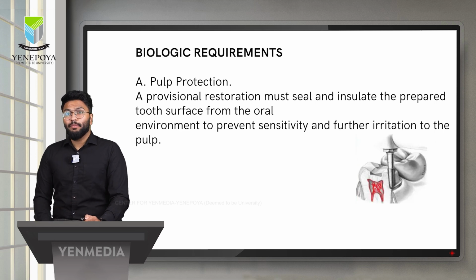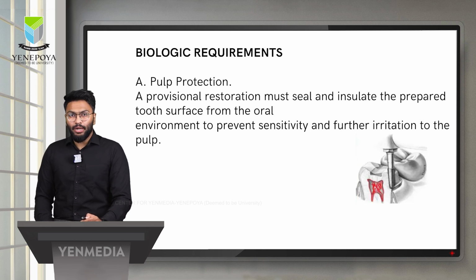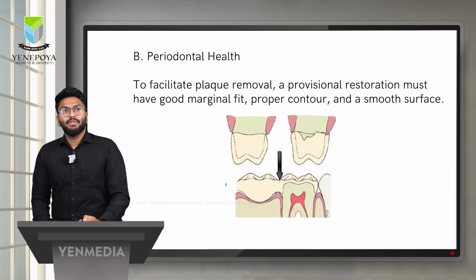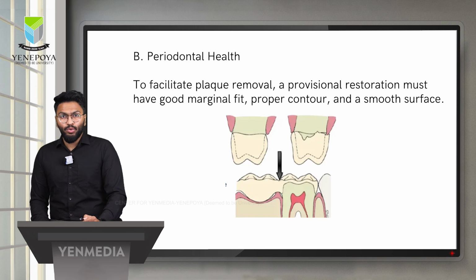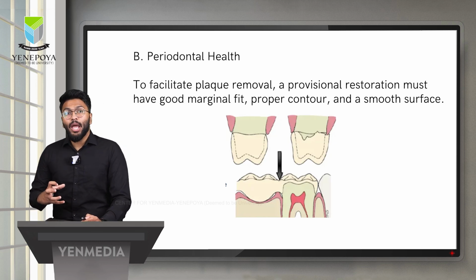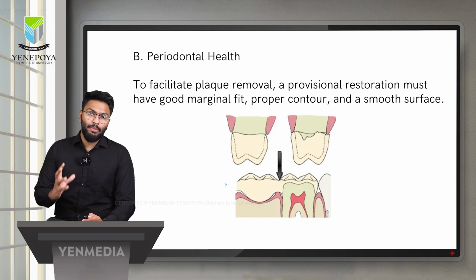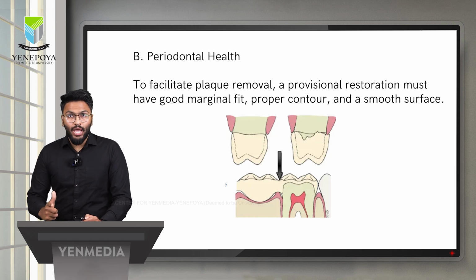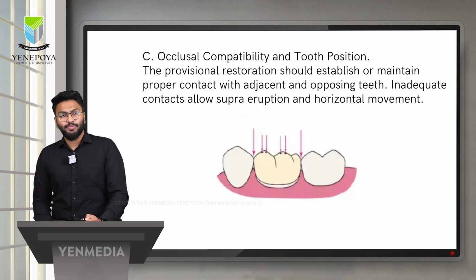So a provisional restoration must seal and insulate the prepared tooth surface from the oral environment to prevent any kind of sensitivity or further irritation of the pulp. The next biological point is periodontal health. As I was speaking earlier, to facilitate proper plaque removal, a provisional restoration must have a good marginal fit, a proper contour and a smooth surface. To maintain good periodontal health, it is necessary to have a good marginal fit, good contour and a smooth surface so that no plaque accumulation occurs.